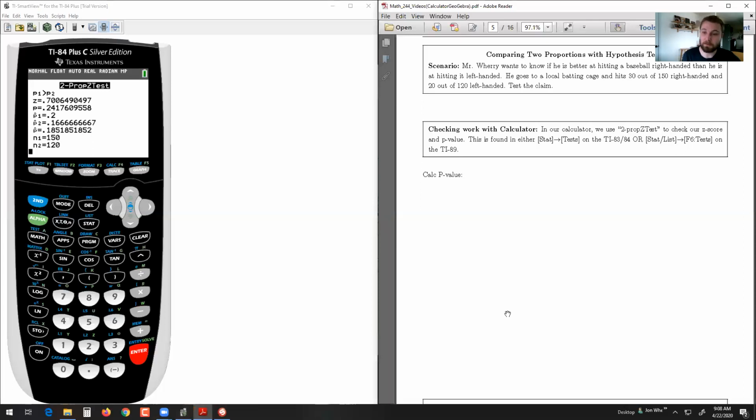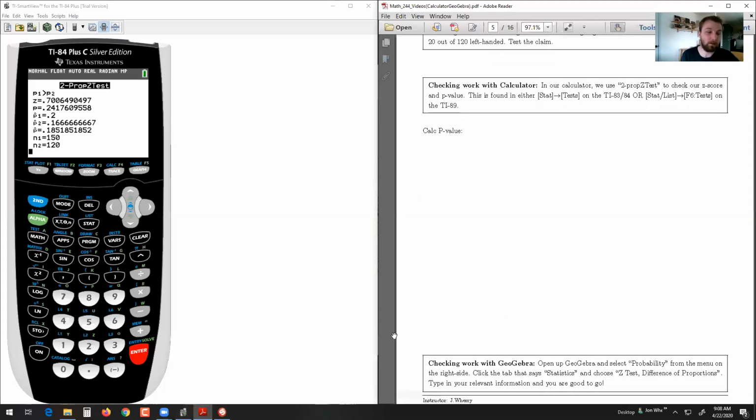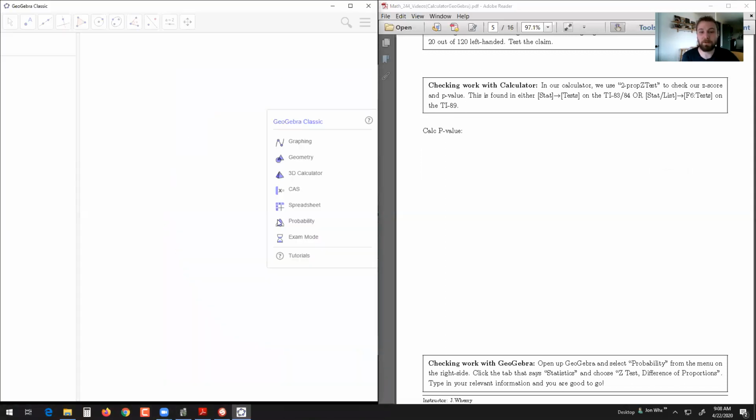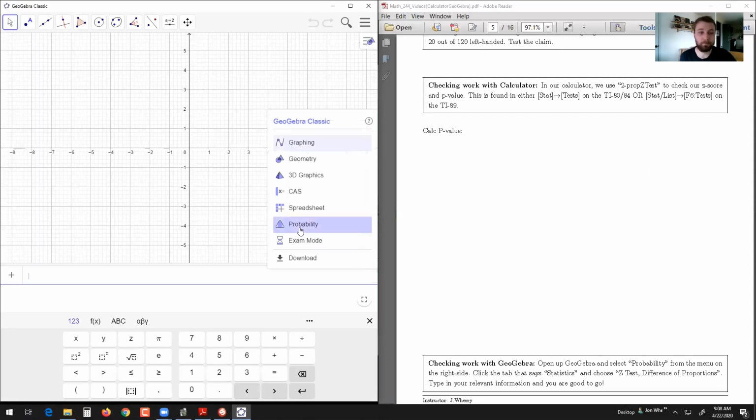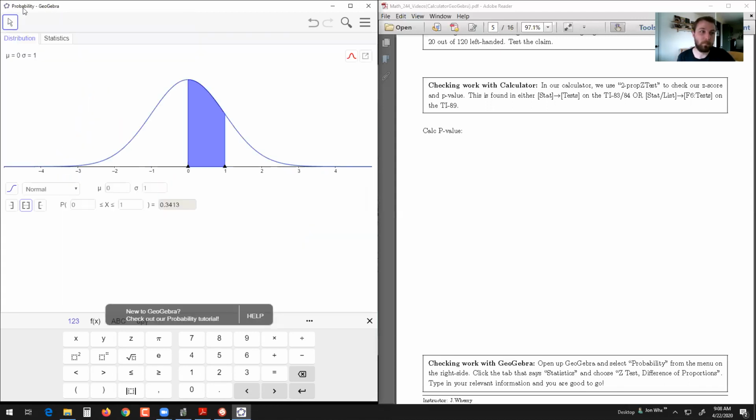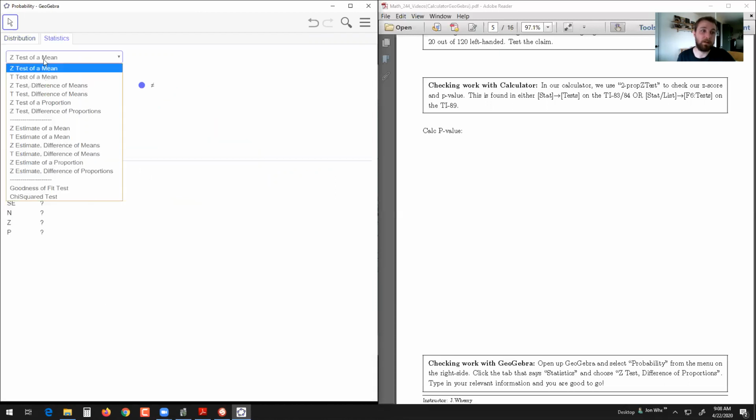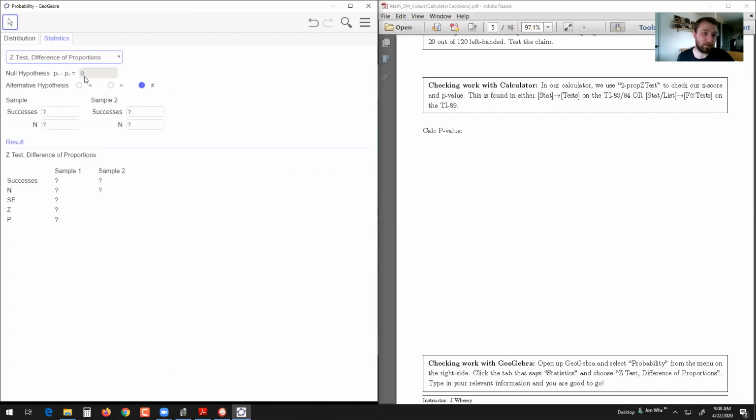And finally, if I want to do this inside of GeoGebra, I'm going to open GeoGebra. So I'm going to go to my desktop and open that here. When this pops up, there's going to be an option for probability on the side. I'm going to want to choose probability. I'm going into where it says statistics. And I am doing a test. Test is for test. Estimate is for interval. I'm doing a test. And I'm looking at the difference of two proportions.